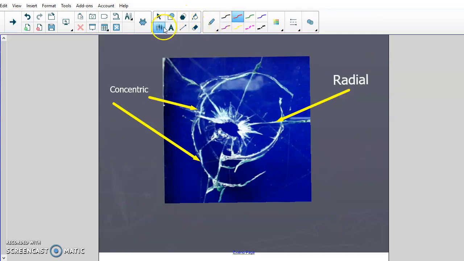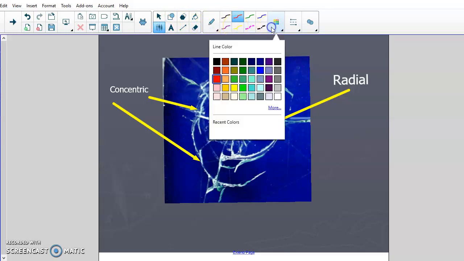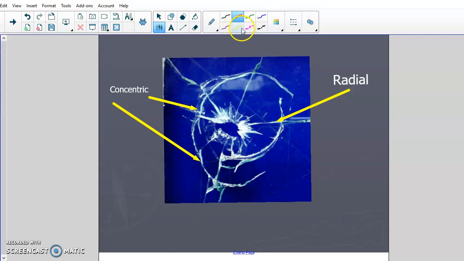You can see here, let's see if we can do radial fractures. This right here is a radial fracture. This is a radial fracture. This is a radial fracture. And this picture is in your notes, and I highly recommend you highlight the radial fractures one color and label them. Okay, those are all the radial fractures.